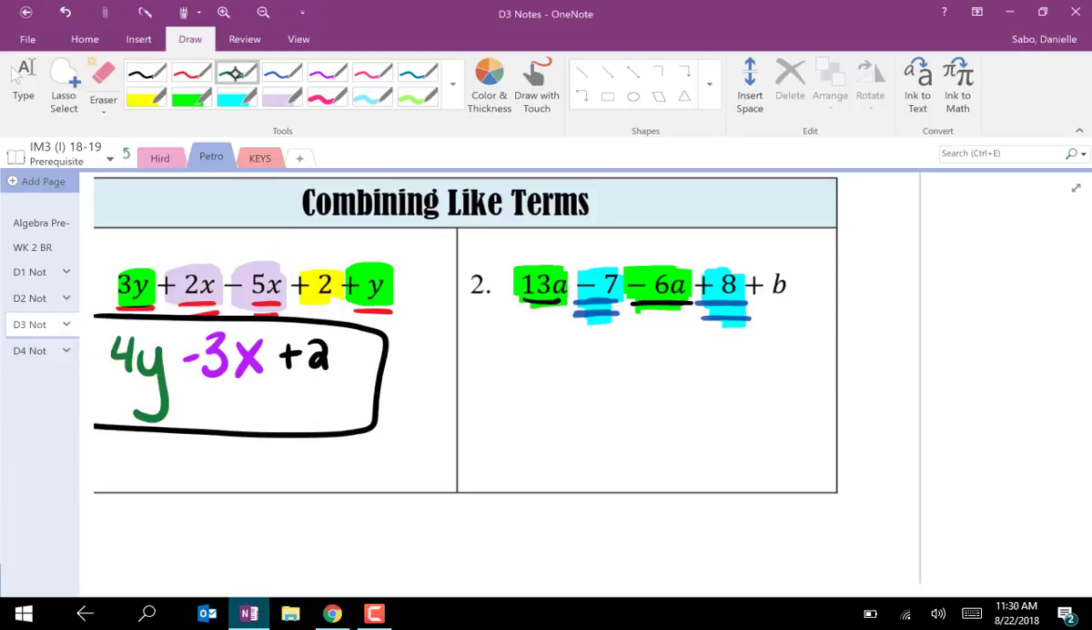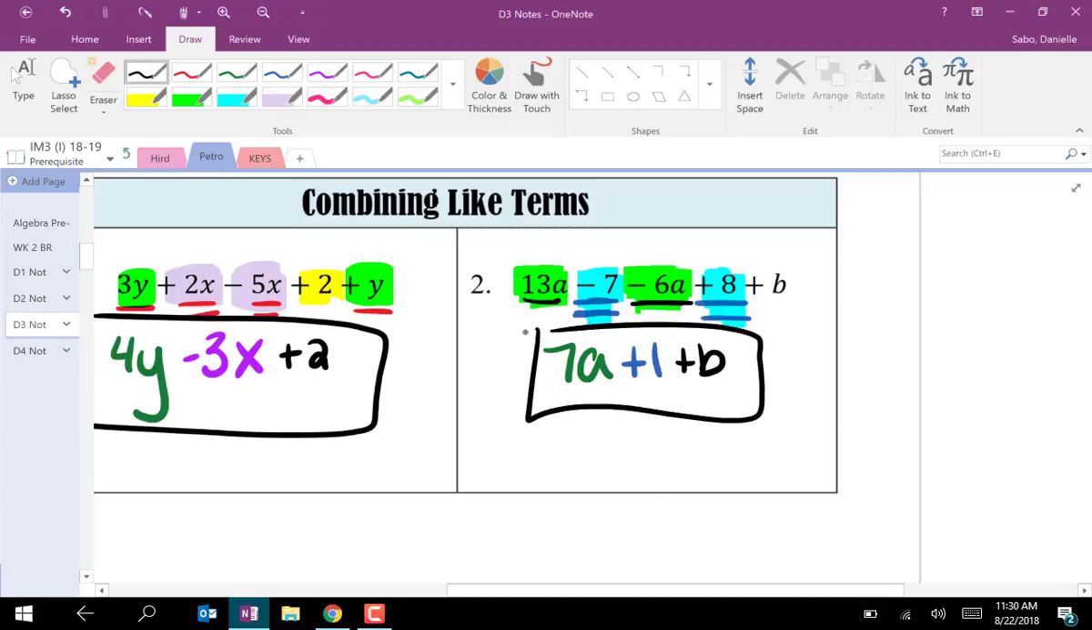All right, 13. It's like 13 apples and minus 6 apples. If I ate 6 apples and there was 13 to start with, how many's left? 7. So I have 7 apples left. Okay, in blue, if I have $8 and I took 7 away, how much is left? 1. Very good. And that B is just a loan. And we're done.